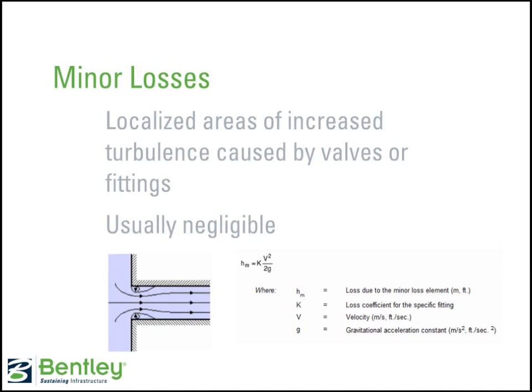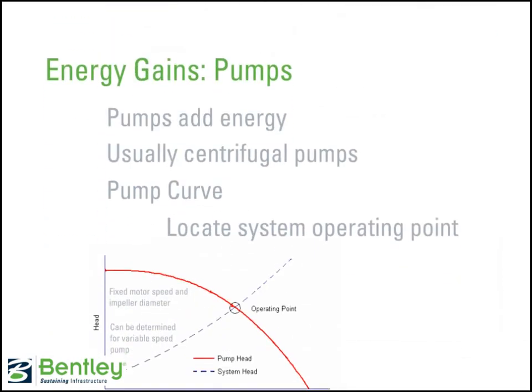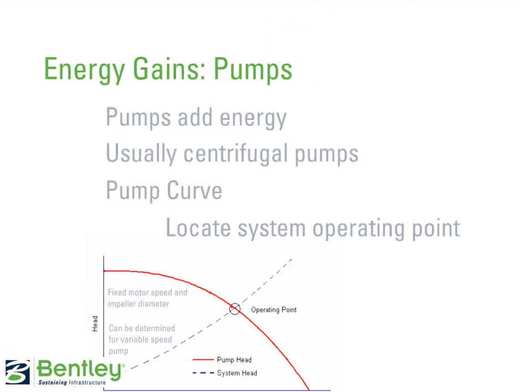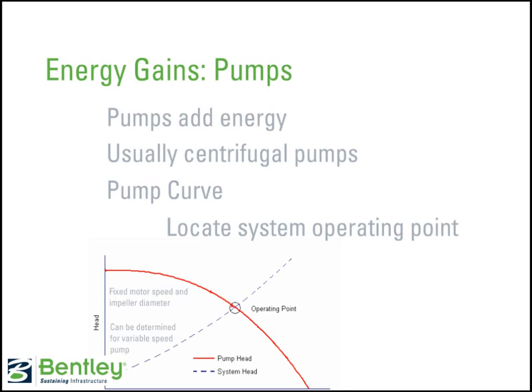Head gains are achieved from pumps. They add energy to the flow to counteract head losses and hydraulic grade differentials within the system. Pressurized water systems usually have centrifugal pumps. A centrifugal pump is defined by a characteristic curve which relates the pump head to the flow rate. So again, the pump curve relates the head added to the system to the flow rate of water going through the pump.